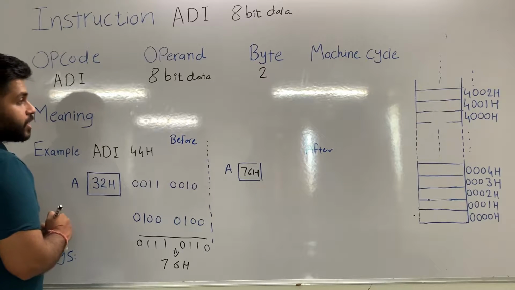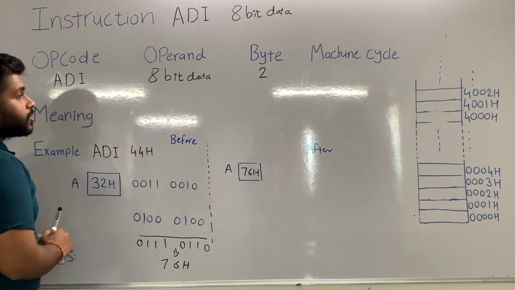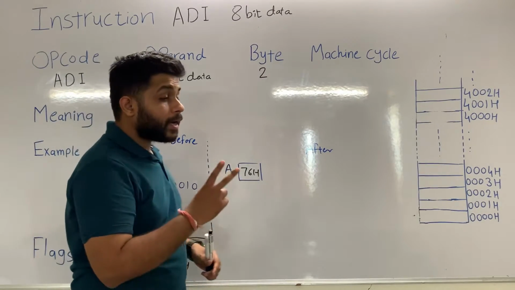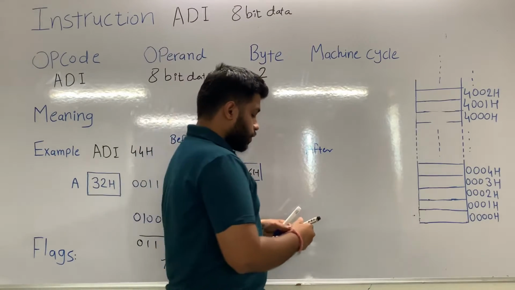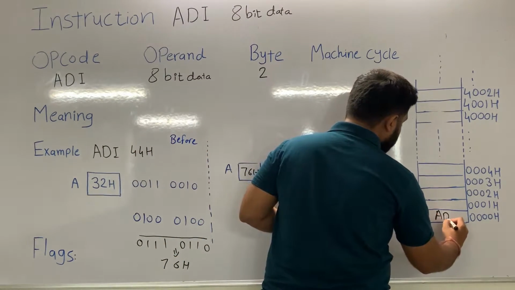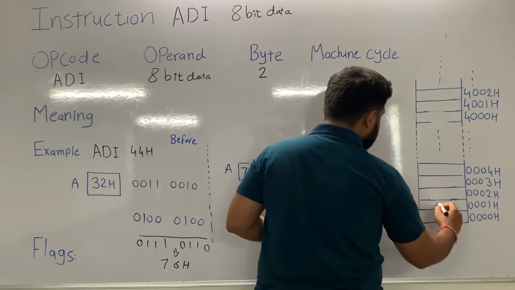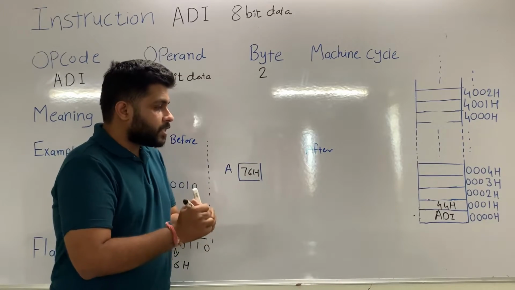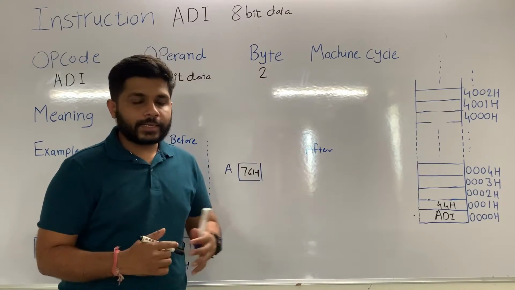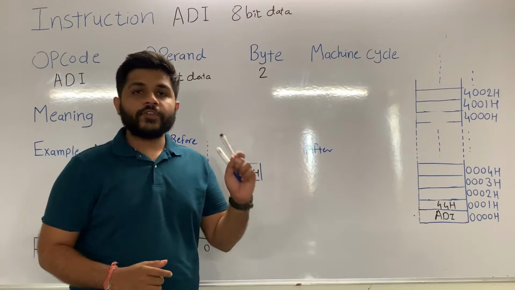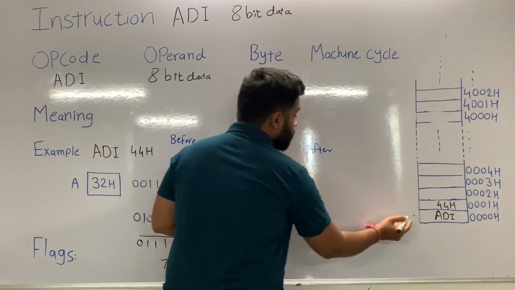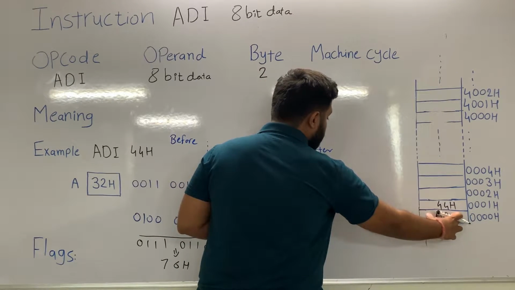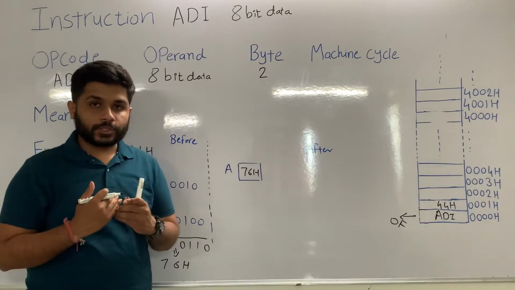Now let's see the machine cycle. Because this instruction is of 2 bytes, when we give this instruction in the memory, it will occupy 2 consecutive memory locations. So in the first location, the opcode will be stored, and in the next location, the data will be stored. After the instruction is stored in the memory, the processor will start its task, that is to fetch, decode and execute. To fetch the instruction, the processor will perform the first machine cycle, that is opcode fetch. When the processor performs the opcode fetch, this instruction opcode will be transferred to the microprocessor.